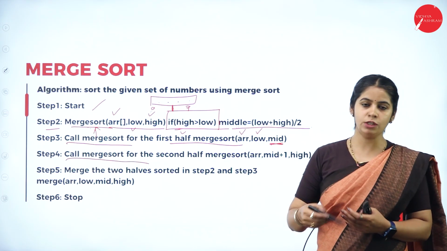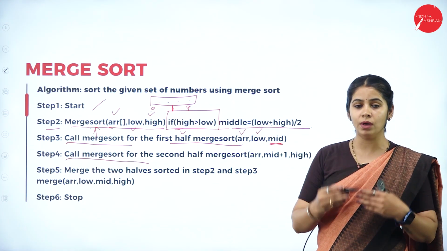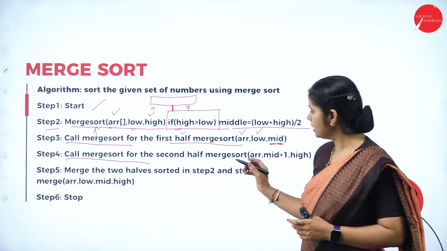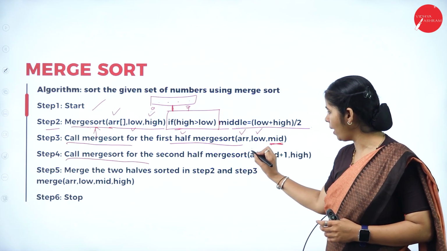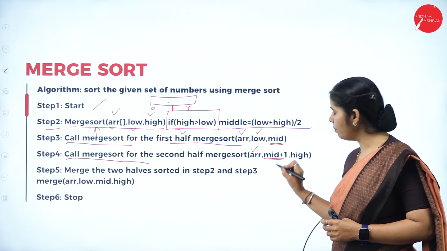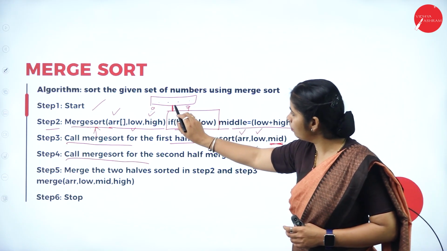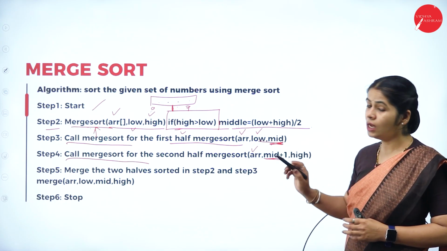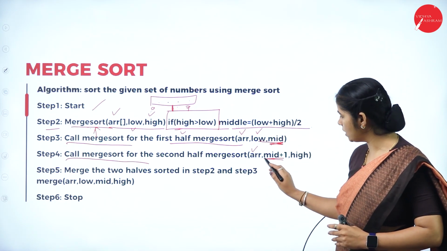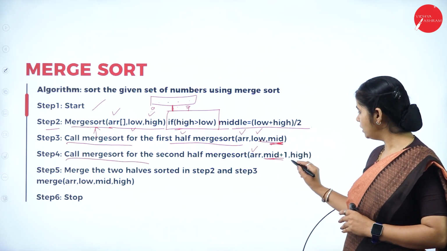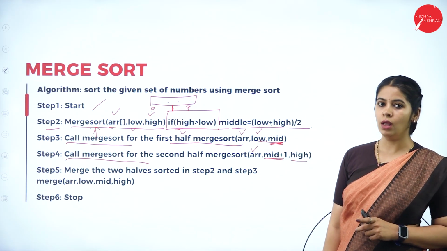In the fourth stage, what we are doing? We are calling the merge sort function for the second half of the array. In the second half, how are we passing the parameters? Definitely we should have an array, and what is the low element here? The low element is nothing but mid plus one element, because in the first half we have till the mid element. So in the second half we should have mid plus one element till where? Till the last element of the array.